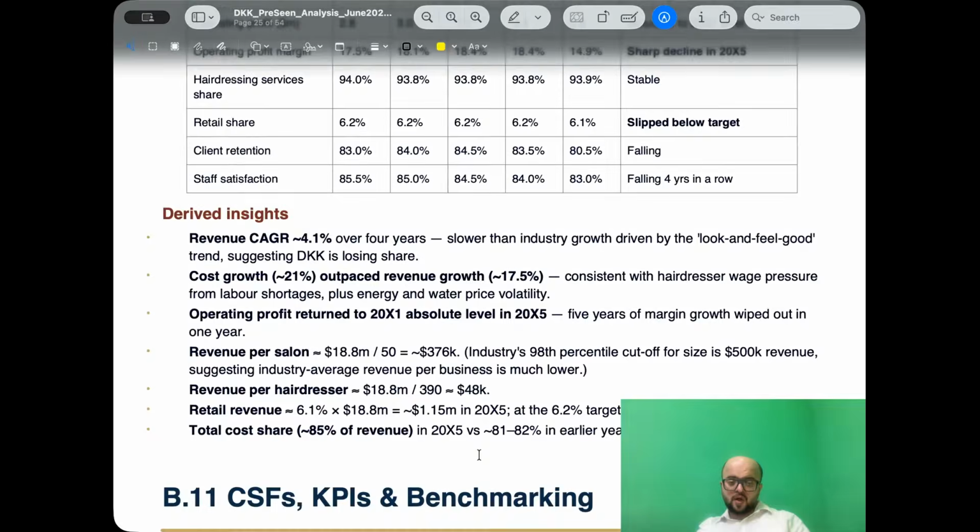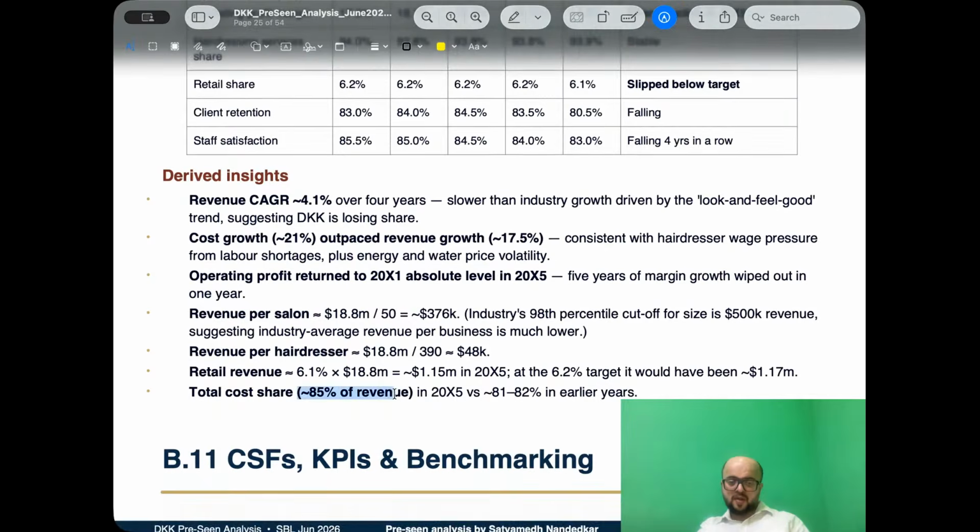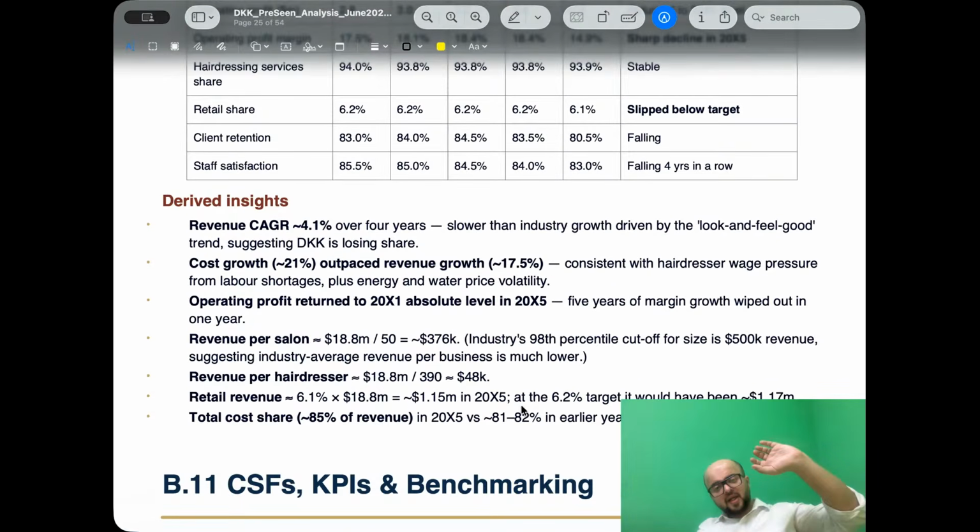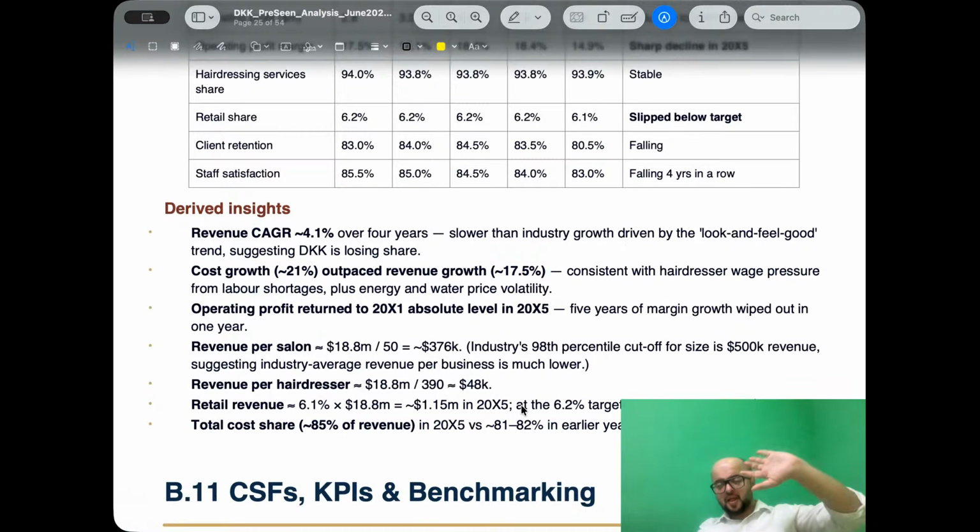And the total cost share is roughly 85% of revenue in 20x5 versus 81 to 82% in the earlier years. So you can very clearly see the costs rising, and the impact on profitability is clearly visible. Okay, go through this once.